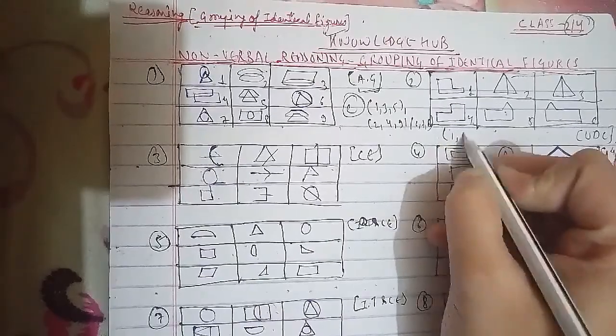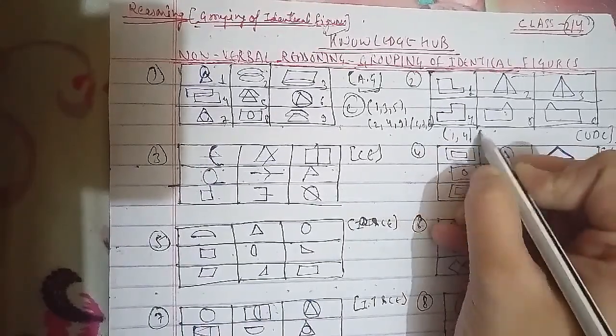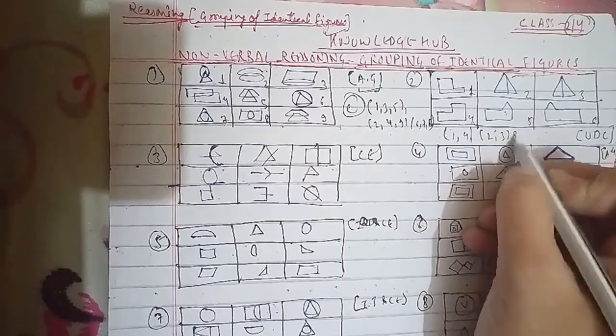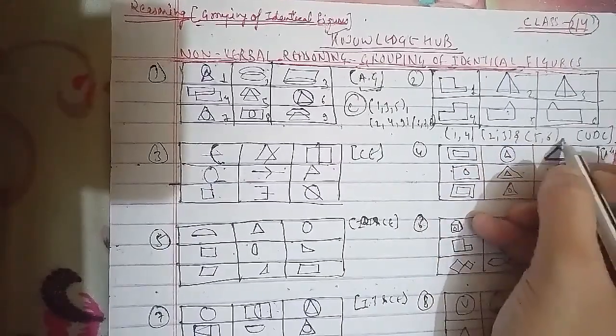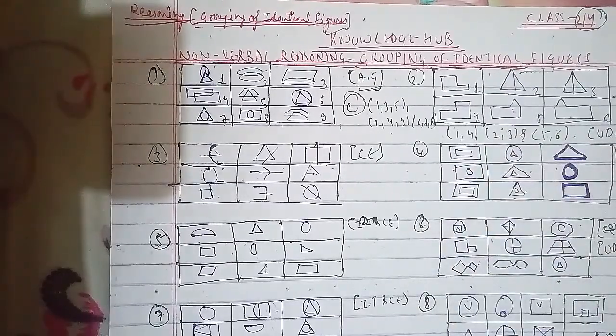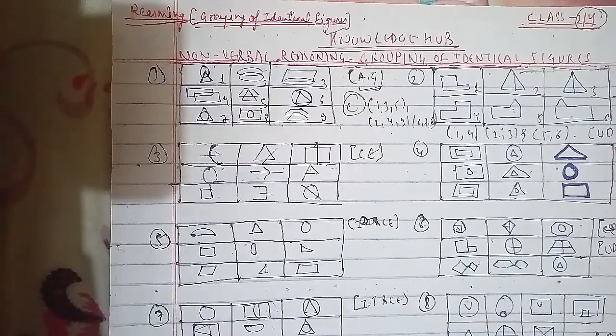We'll go ahead with another one, which is the third question of the session. The figures are numbered 1, 2, 3, 4, 5, 6, 7, 8, 9. This was asked in the Central Excise examination paper.